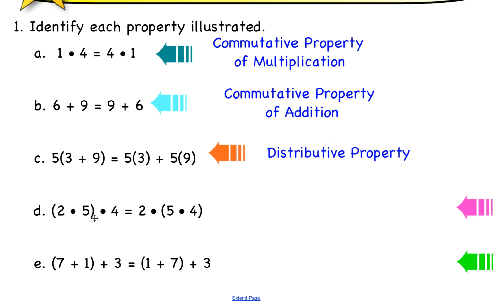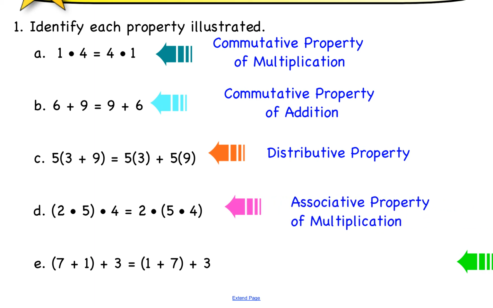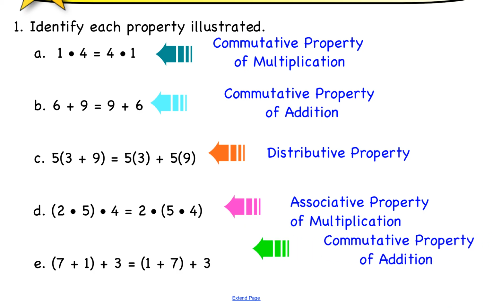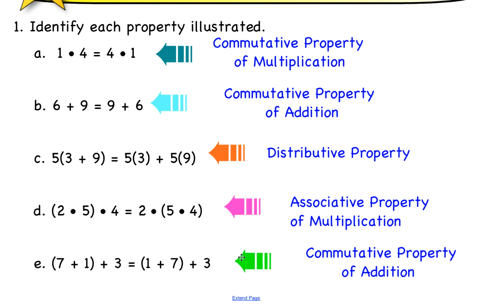Letter D, 2 + 5 + 4, 2 + 5 + 4. So the order is the same, right? We didn't switch the order of anything, so it can't be commutative, but we're grouping them differently, so that's the associative property. And the last one, 7 + 1, 3 + 1 + 7 + 3, we switched the order, didn't we? So we're still adding the same two numbers together, but we switched the 1 and the 7. So that one is the commutative property.